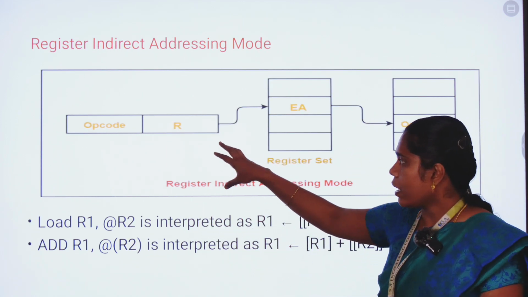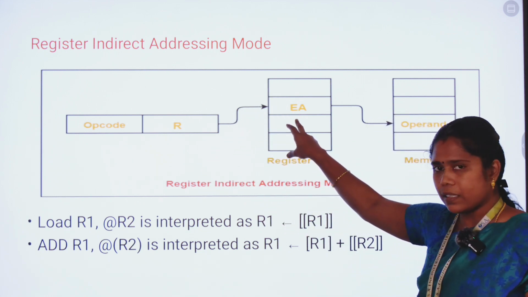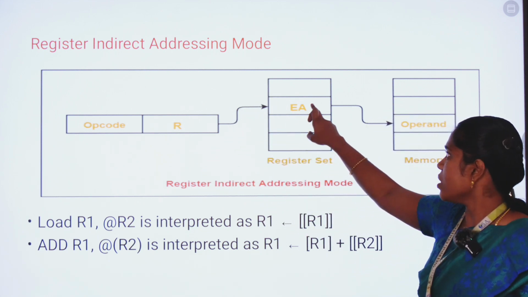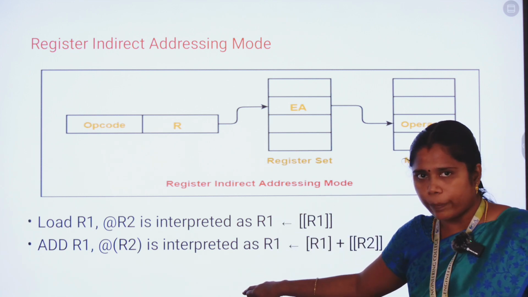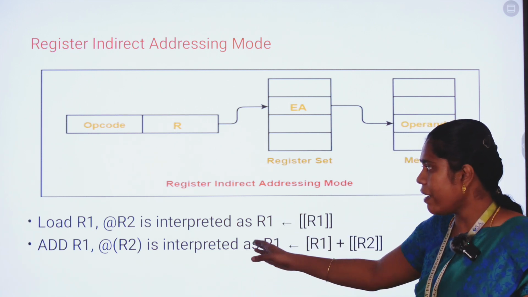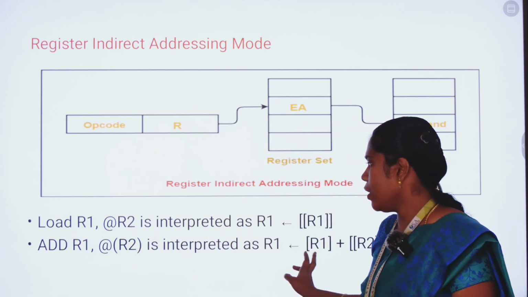The next is register indirect addressing mode. Here the content is specified in the register. So go to the address specified in the register. That will be the effective address which indirectly points to the address of the operand. Fetch the operand and perform the operation. Here also we have an example, where the address will be specified in the register rather than the memory location.